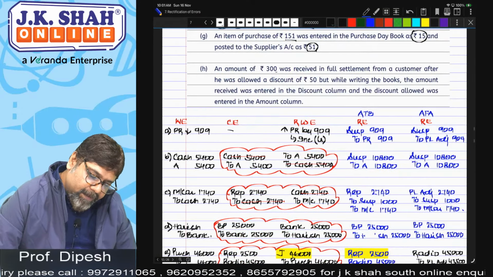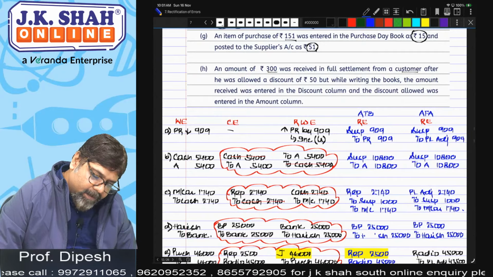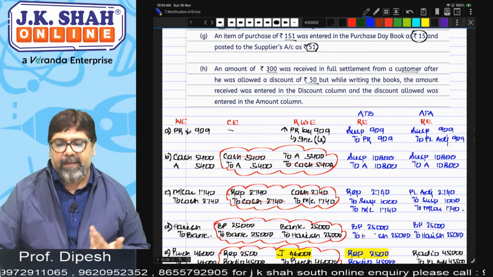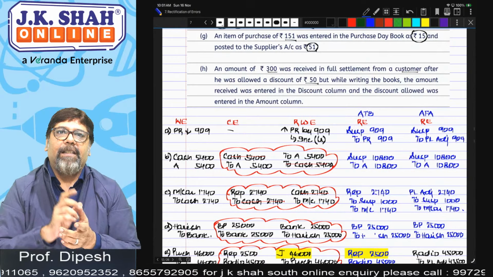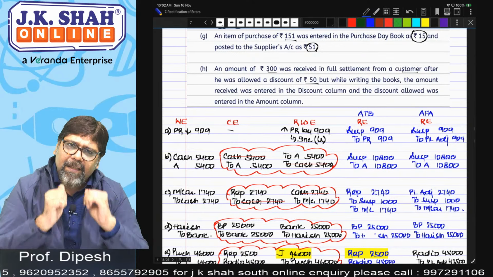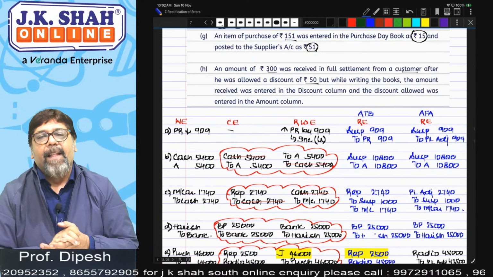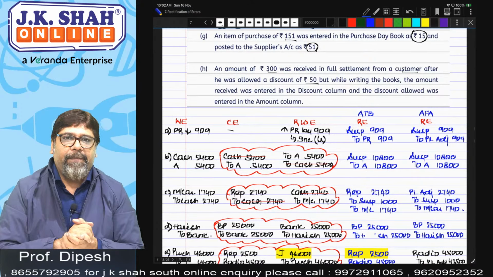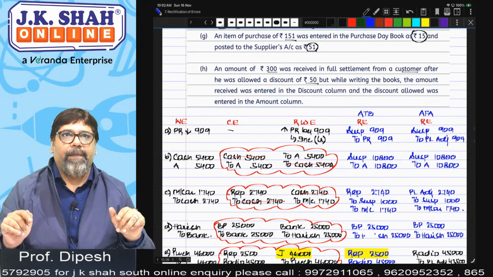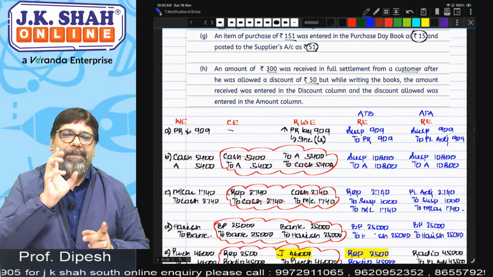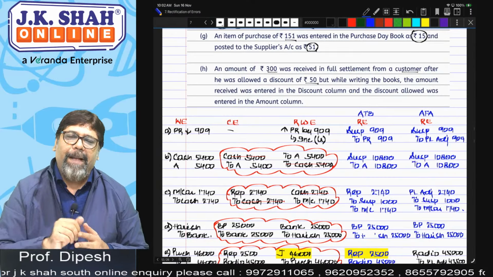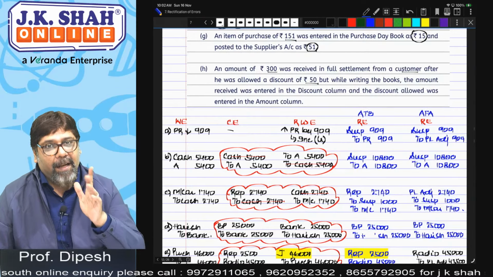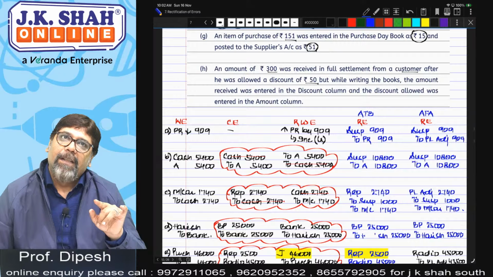An amount of rupees 300 received in full settlement from a customer after he was allowed a discount of 50. 300 is received after a discount of 50. That means we were supposed to receive how much? 350. He gave us 300, and we gave them a discount of 50. So the logical entry should be: bank account debit 300, discount allowed account debit 50, to customer 350. Cash or bank account debit 300, discount allowed 50, to customers 350.